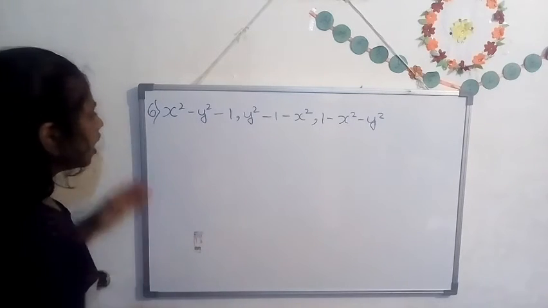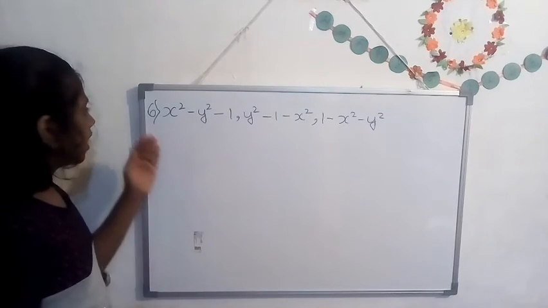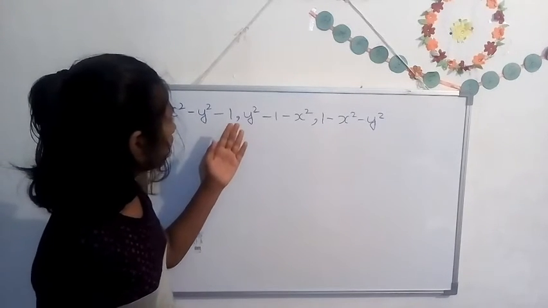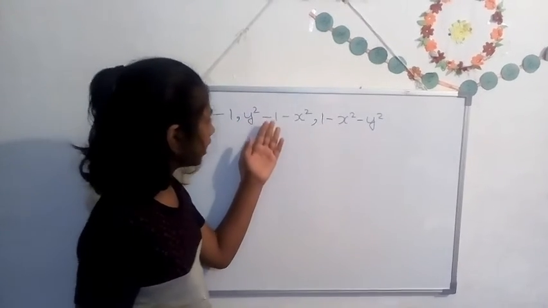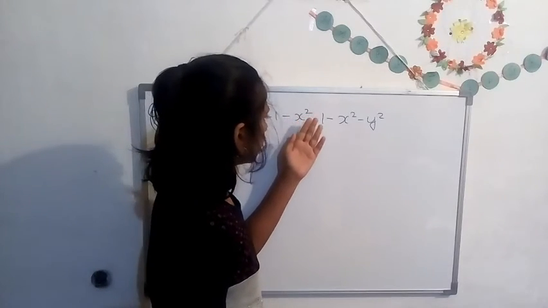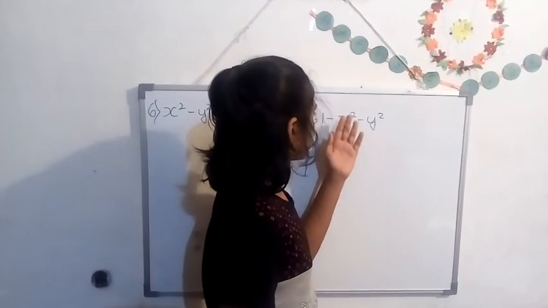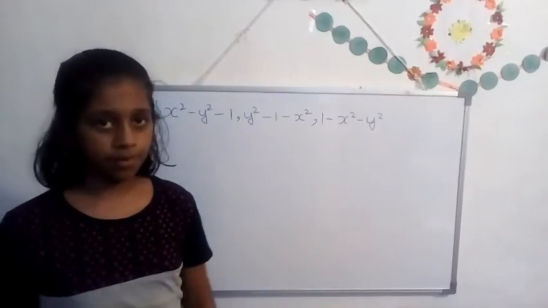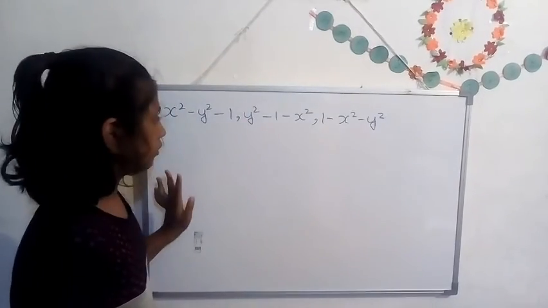Let's begin. First, the question is like this: x square minus y square minus 1 comma y square minus 1 minus x square comma 1 minus x square minus y square. So this is the question. Now I am going to solve this question.